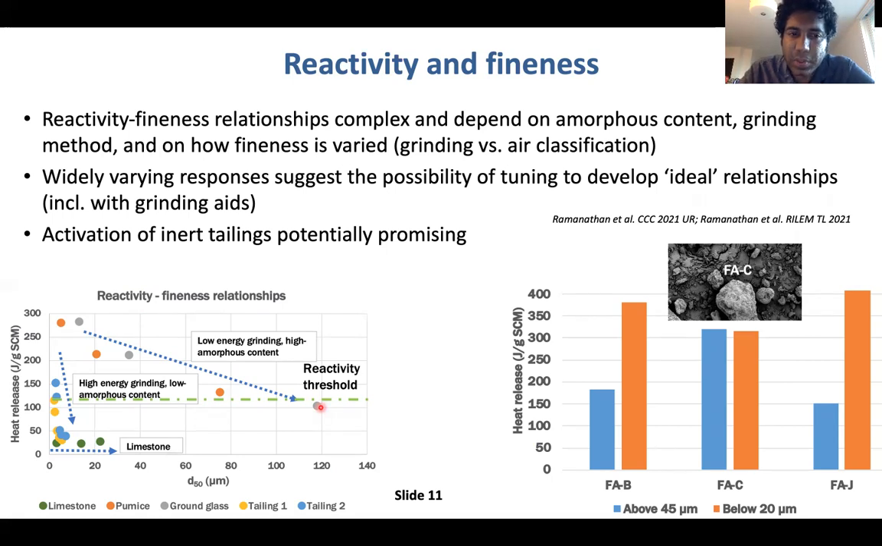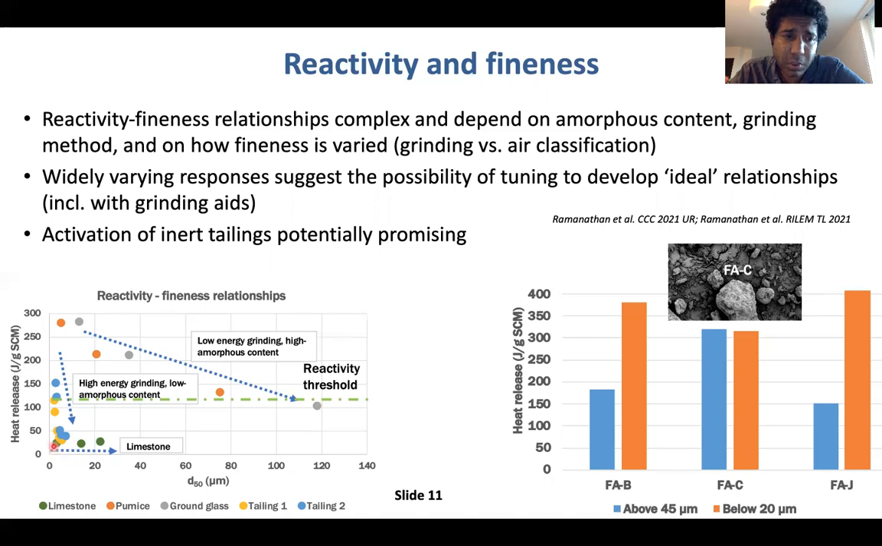And these are materials which are high amorphous content, subjected to low energy grinding. On the other hand, these mine tailings, in a short change of about 10 microns or so, go from inert to reactive. And that's because these are low amorphous content materials, but subject to high energy grinding. So there's different amorphization happening here compared to this case.